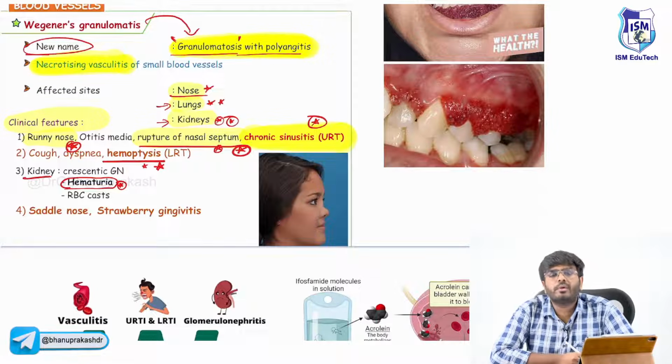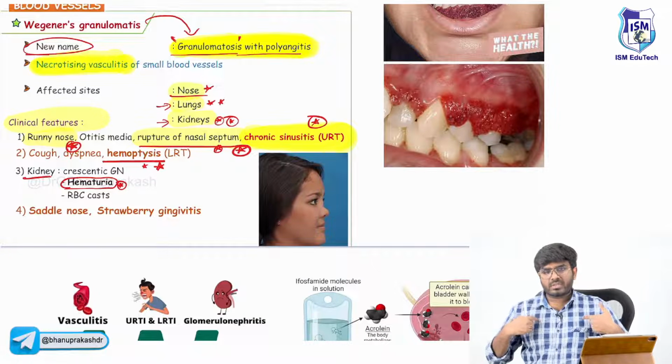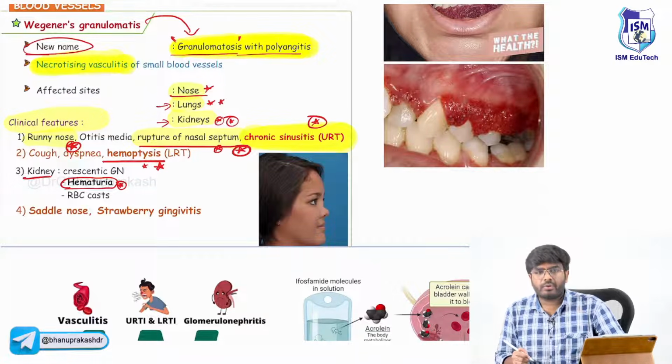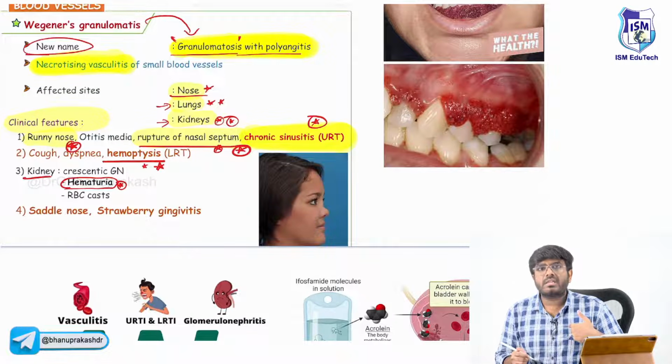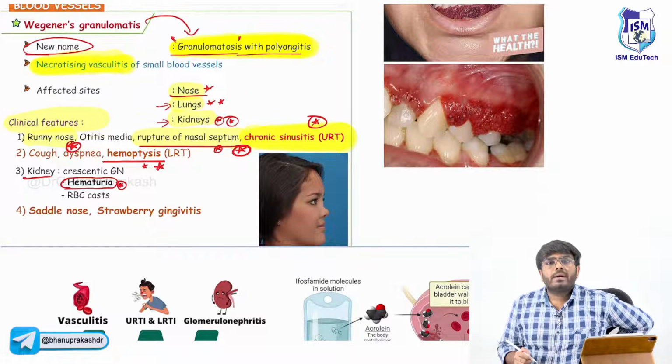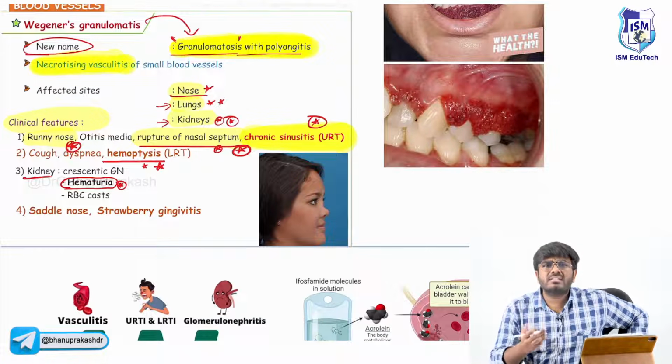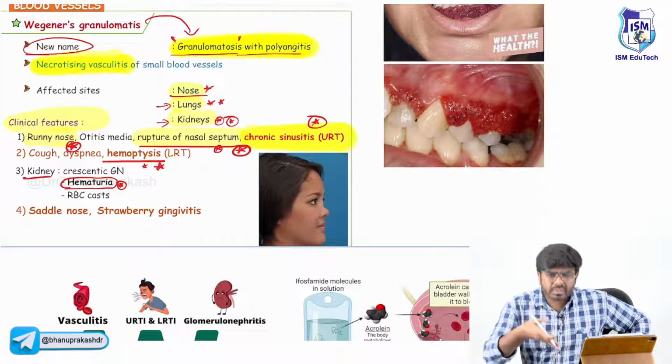You can ask me why hematuria, sir. See, imagine I am the patient who is suffering with Wegener's granulomatosis. Example I am giving you. Now, I will develop rapidly progressive glomerulonephritis or crescentic glomerulonephritis. Glomerulonephritis is inflammation of the glomerulus. What is glomerulus? Glomerulus is nothing but the blood vessels.